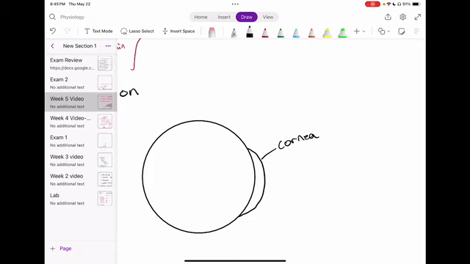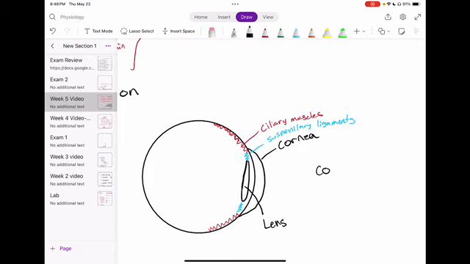Cornea comes from a derivative of a word that means hard. And then inside we have this muscle group all around. And specifically right here, these are called the ciliary muscles. And then we have these coming right here. These are called suspensory ligaments. And what they do is they hold this part of the eye. This part is called the lens.